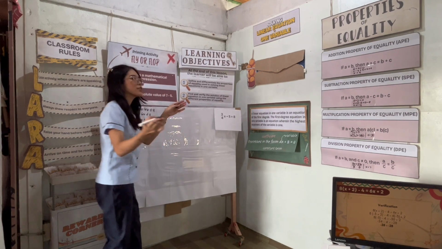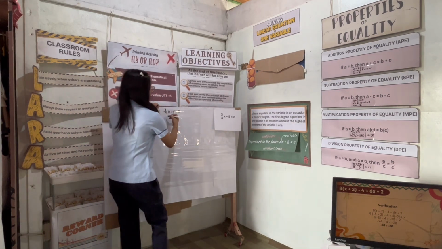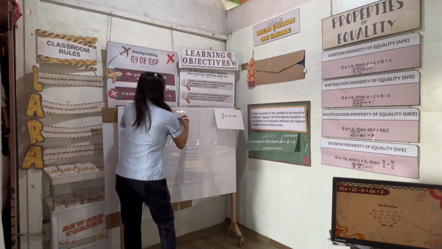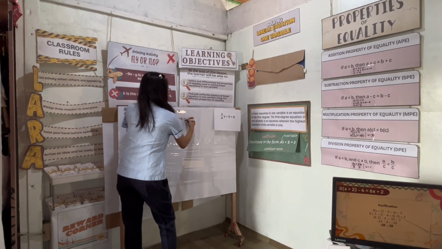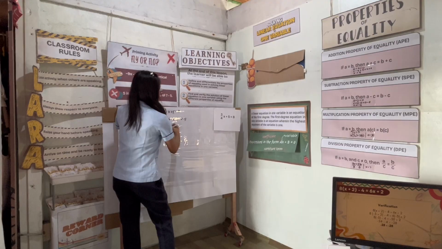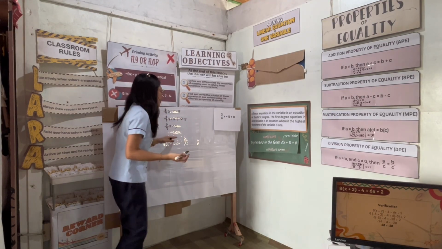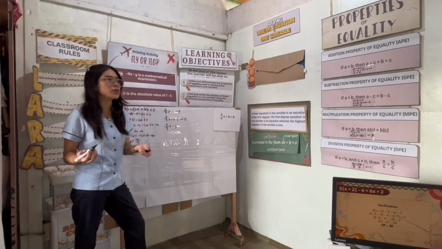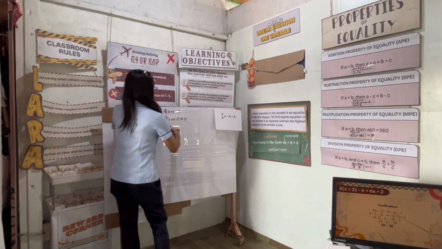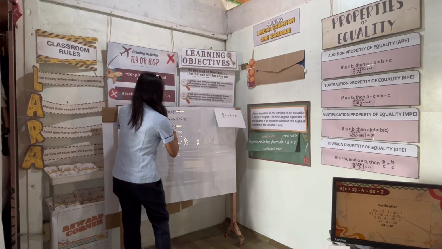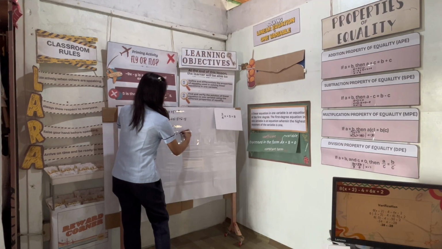What will be our first step? Very good, SPE. We will subtract 5 on both sides of the equation. Simplify 3/4 x will be 3. Very good. And after this, what property of equality should we use? Yes, MPE. Very good. We will multiply 4 on both sides of the equation.